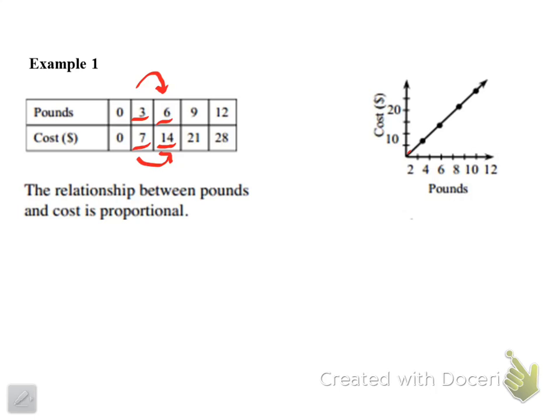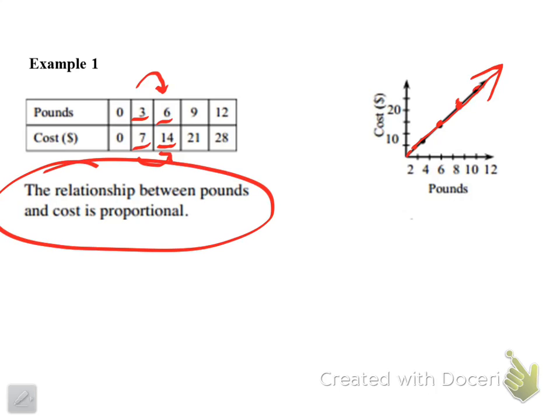So 0, 0, we have there. 3 pounds of chicken costs $7, which is on the graph. 6 pounds of chicken cost $14, which is on our graph. 9 pounds of chicken cost $21, which is on our graph. And our last point here is 12 pounds of chicken equals $28. You'll notice here we have a nice linear relationship when we're working on proportions because our rate of increase is constant. Okay, so the relationship between pounds and cost in this example is what we call proportional.